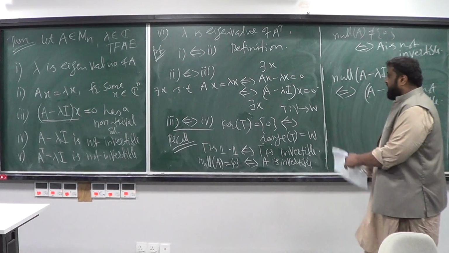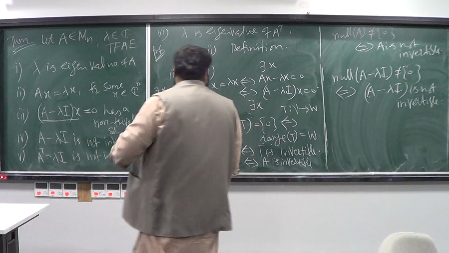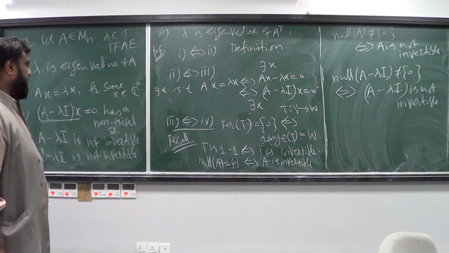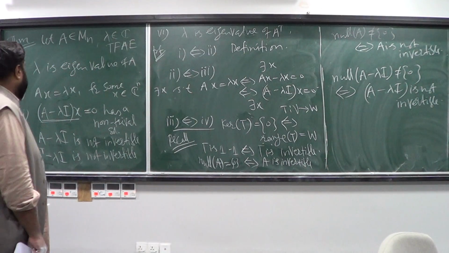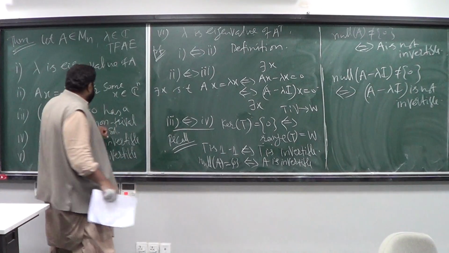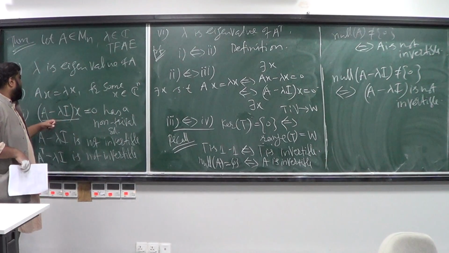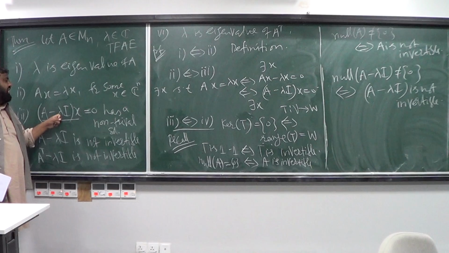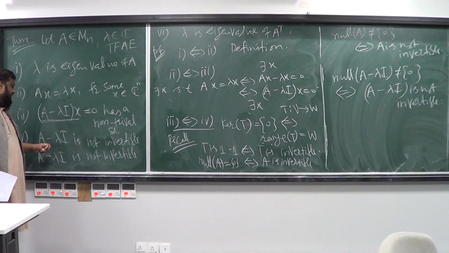This is not invertible actually. Okay? So this is not invertible. So that's what precisely you need to show. Since this has a non-trivial solution, that means that the null space of A minus lambda I is non-trivial, and therefore A minus lambda I is not invertible.